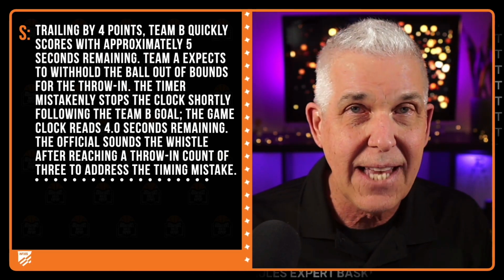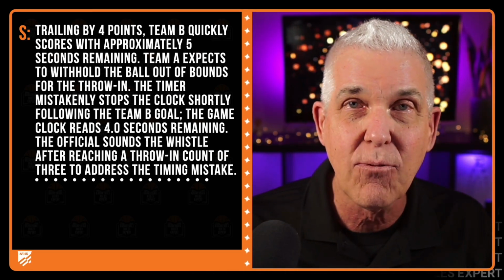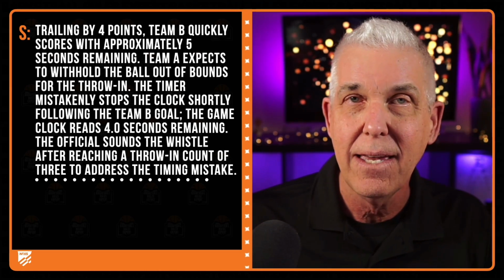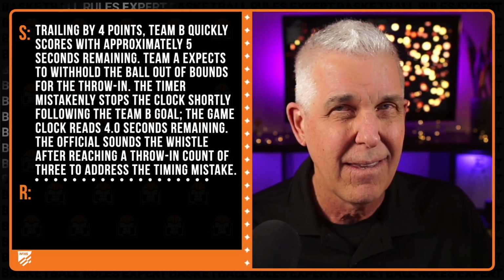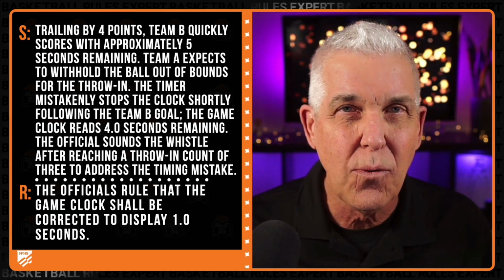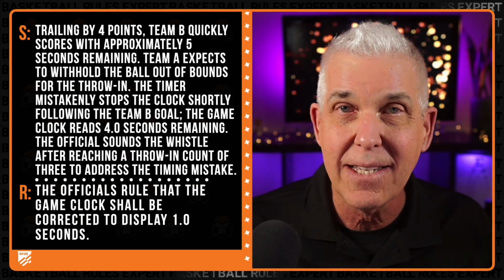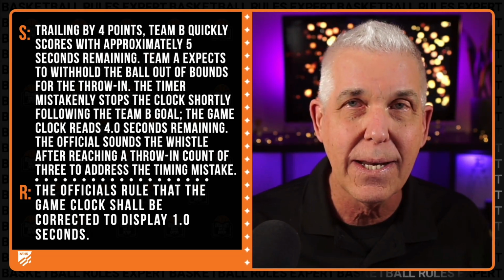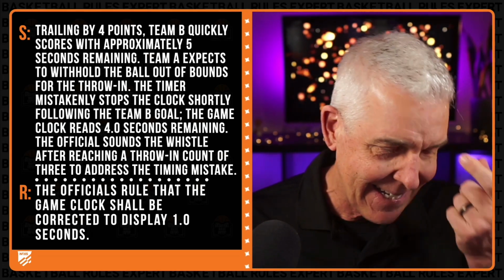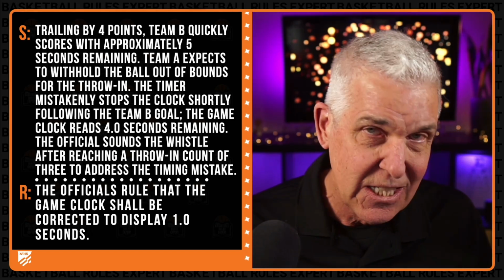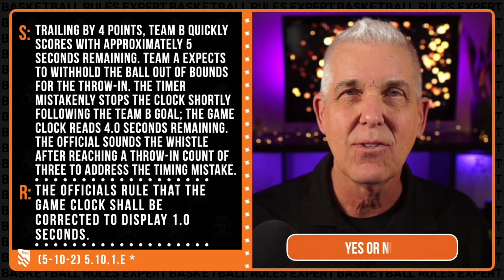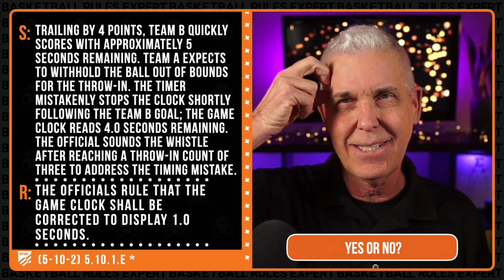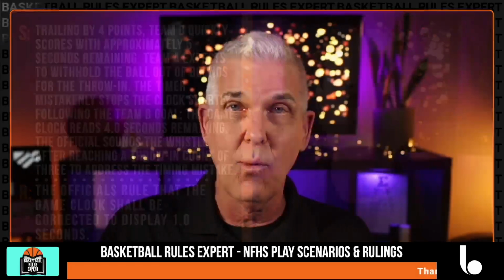The official sounds the whistle after reaching a throw-in count of 3 to address the timing mistake. The officials rule that the game clock shall be corrected to display 1.0 seconds. Were the officials correct? Yes or no? All right, so let's identify the situation for what it is.